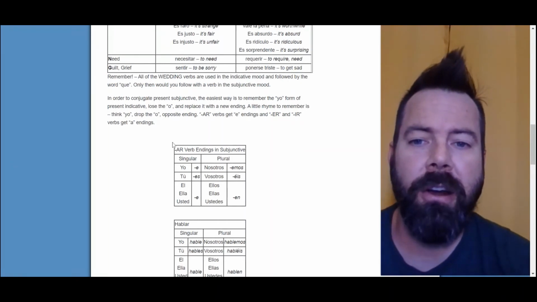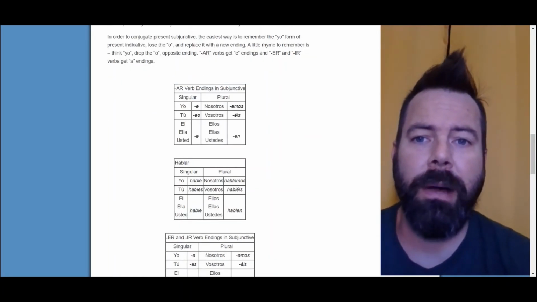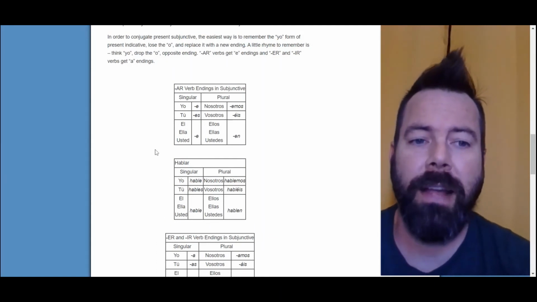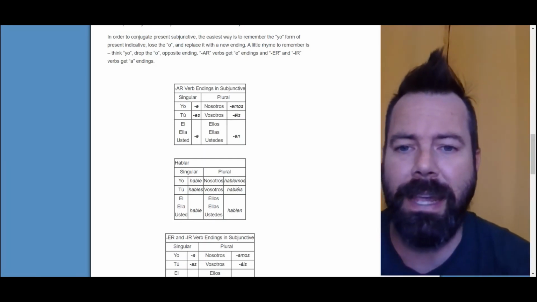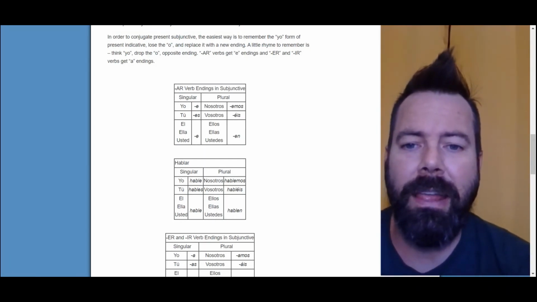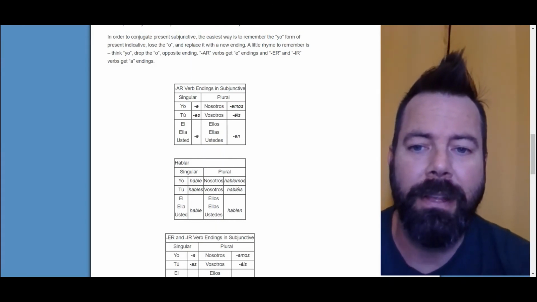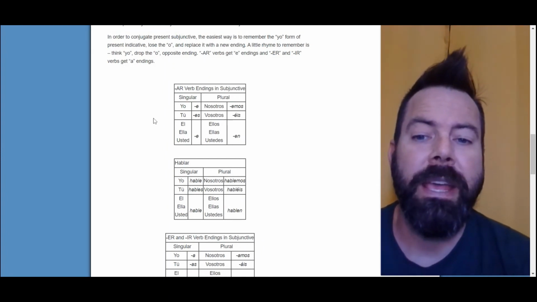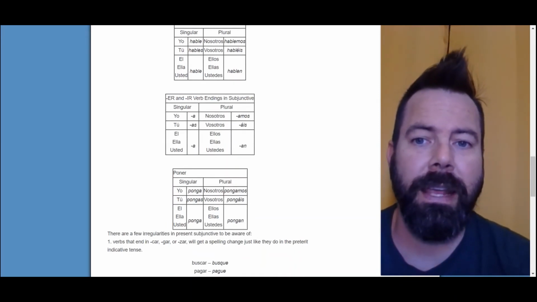So if you have an AR verb, a verb like hablar. So hablar, think yo, that's hablo. Get rid of the O, and your stem is HABL, and then opposite ending. So an AR verb, you're going to get an E. So hable. Tú hables. Él, usted hable. Hablemos, habléis, hablen.